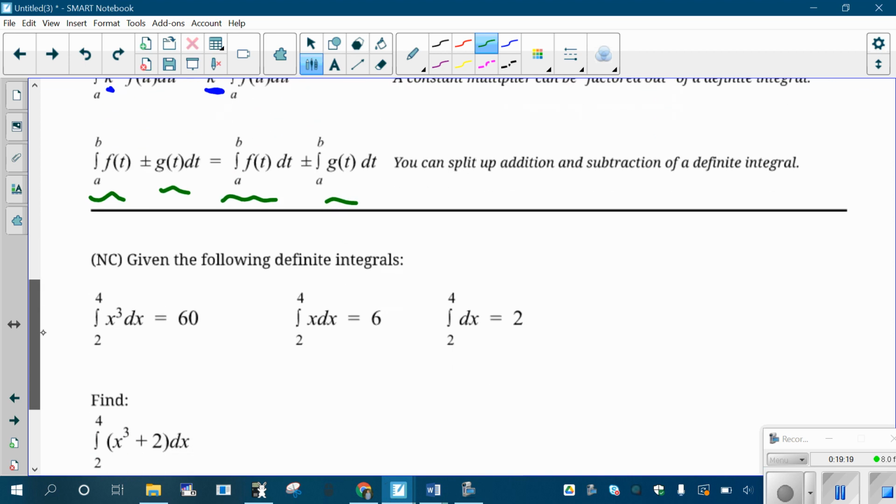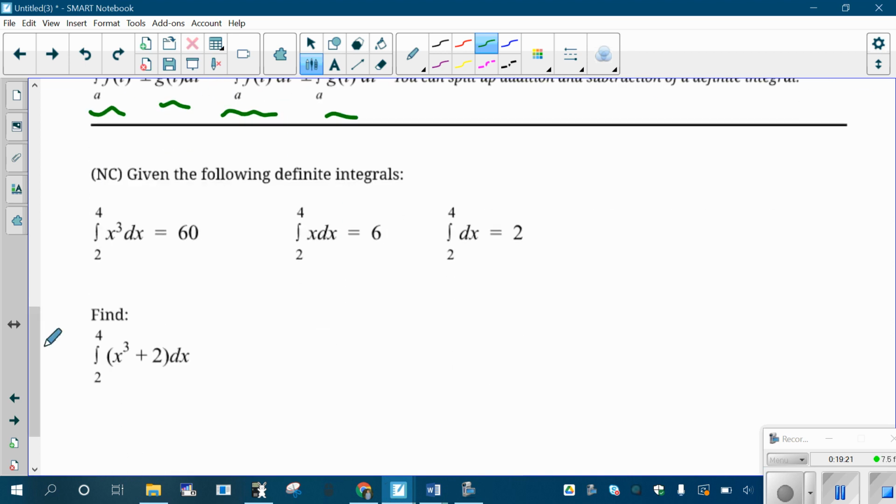First one here looks weird, not a bad question. If they tell us the area underneath x cubed from 2 to 4 is 60, and the area underneath x from 2 to 4 is 6, and the area underneath 1, because there's nothing there, from 2 to 4 is 2, then we could totally find the area underneath x cubed plus 2 from 2 to 4. How would you do that? Well, let's split it up.